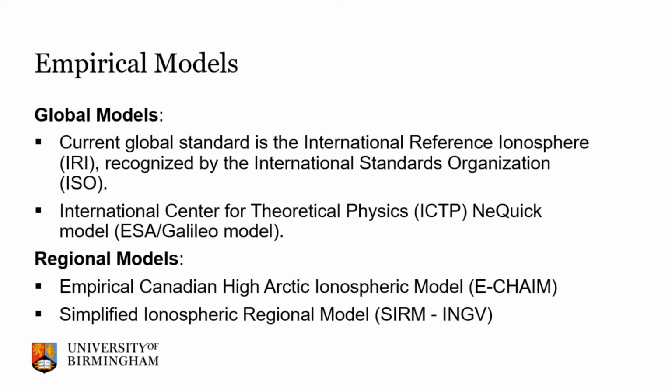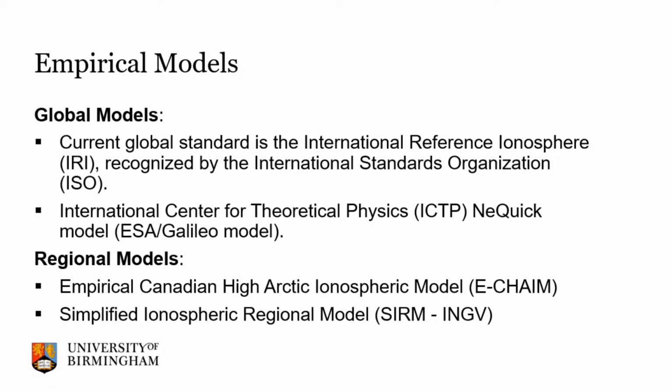So empirical models of the ionosphere have been around for quite a while. They tend to come in two flavors. There are global models, the most famous of which is the International Reference Ionosphere, which is recognized by the International Standards Organization as the global standard for ionospheric specification. There's also the International Center for Theoretical Physics, ICTP's NeQuick model, which is the go-to favorite model of ESA, and a version of which is the correction model used by Europe's Galileo navigation system.